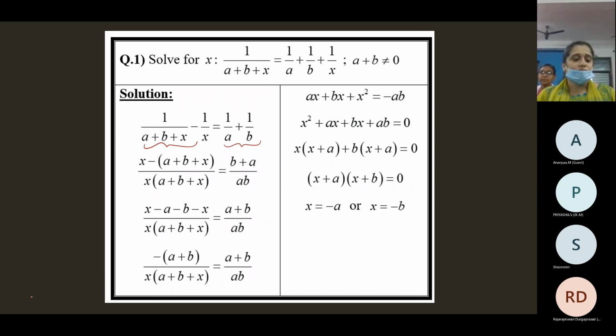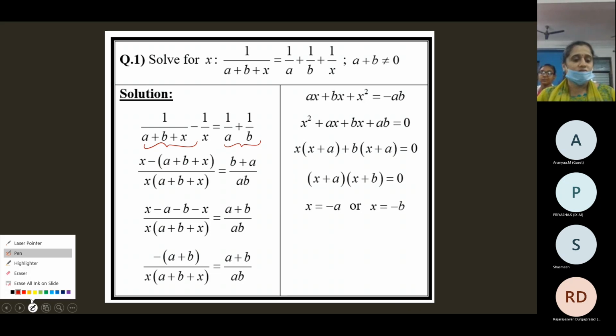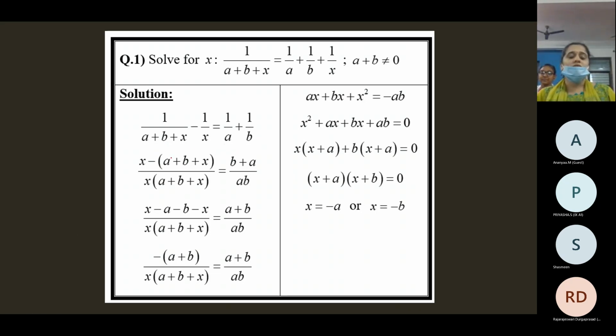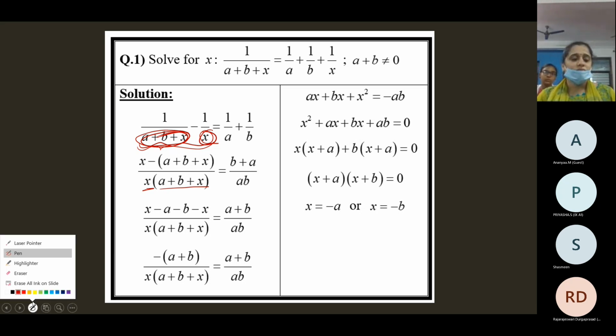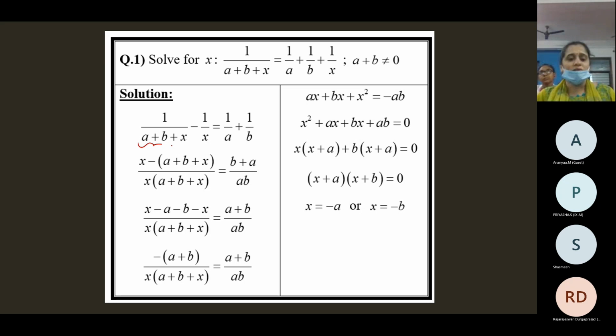That's the first step. Then common denominator. What can you do with this? You have to take the LCM. So the common denominator is x into (a plus b plus x). You can see here x into (a plus b plus x), that's the common denominator.